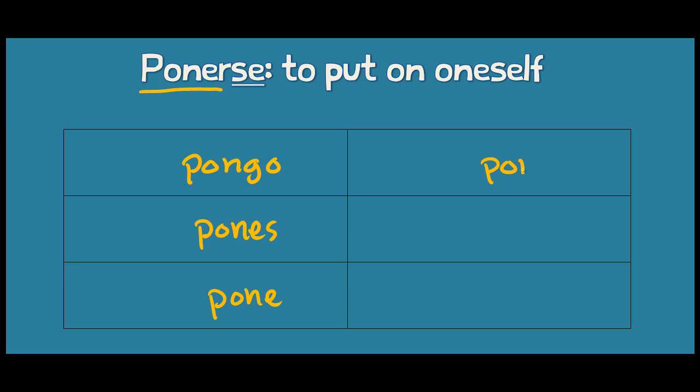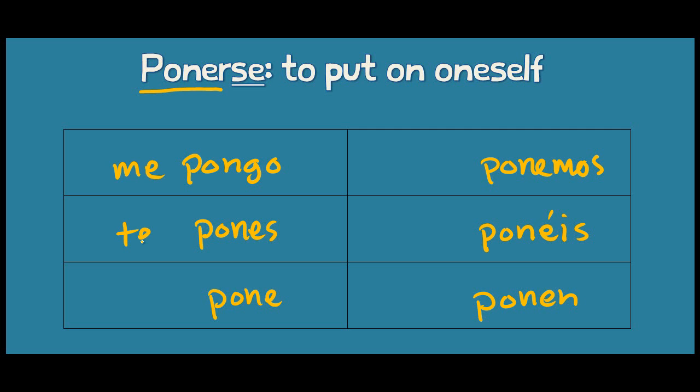Nosotros ponemos. Vosotros ponéis. Ellos, ellas y ustedes ponen. Now we just plug in our reflexive pronouns. Me pongo, te pones, se pone, nos ponemos, os ponéis, and se ponen.